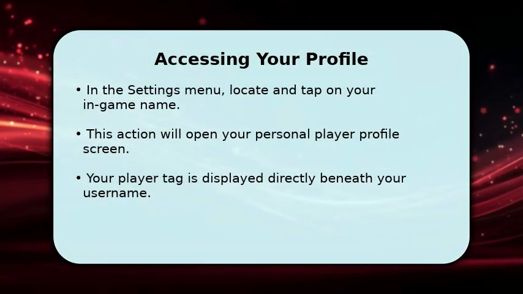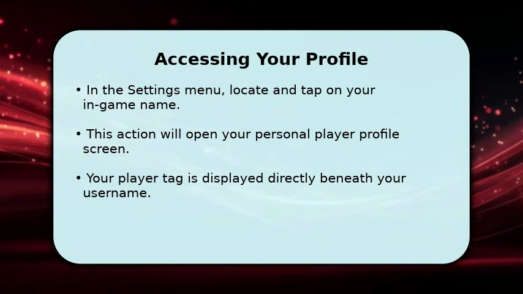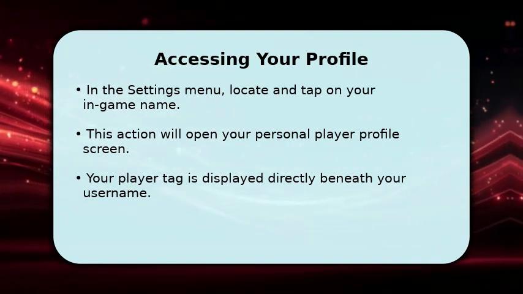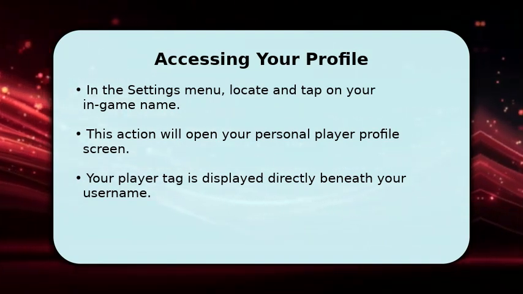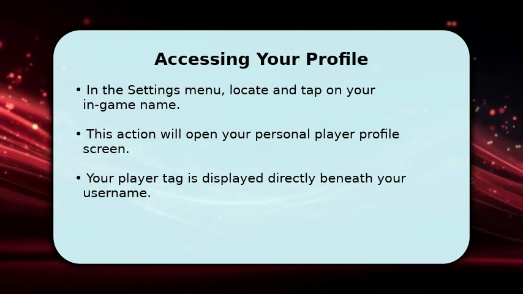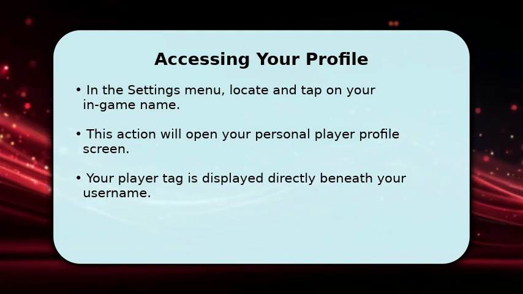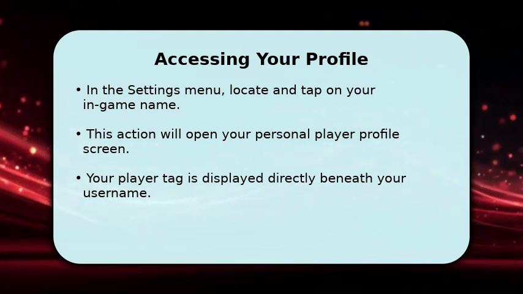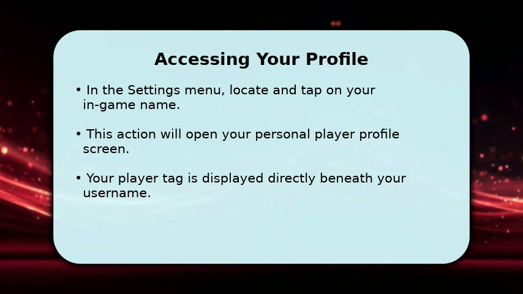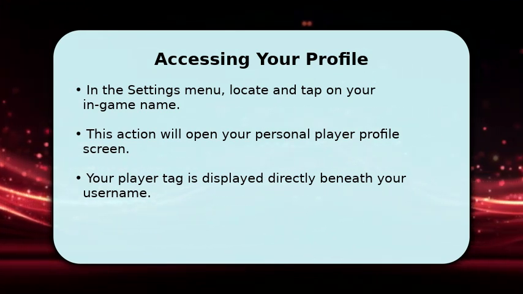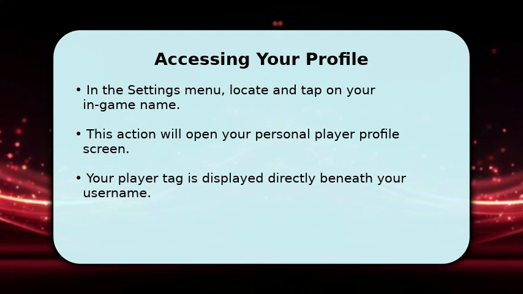After opening the Settings menu, you'll see your in-game name prominently displayed. Tap on your name to access your personal player profile. This profile screen contains all your essential game statistics and information. Directly beneath your username, you will find your unique player tag. It begins with a hashtag symbol, followed by a series of alphanumeric characters.